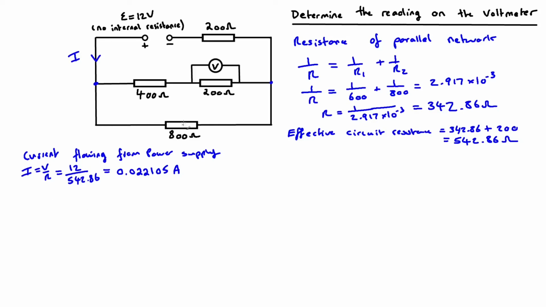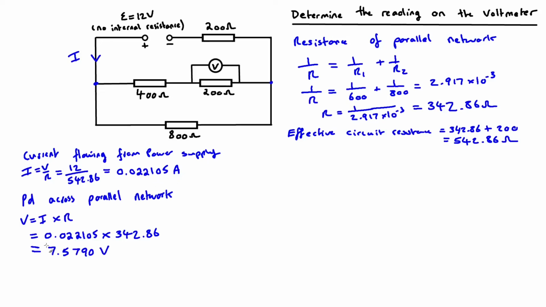Now, once we've done that, of course, we can work out how many volts we've got across this parallel network, because we know that the resistance of that parallel network is 342.86 ohms, and we have a current of 0.022105 amps flowing into that. So here we go. 0.022105 amps, resistance of the parallel network is 342.86 ohms, and therefore we have 7.5790 volts across the parallel network. The rest of the 12 volts will be across the 200 ohm resistor.